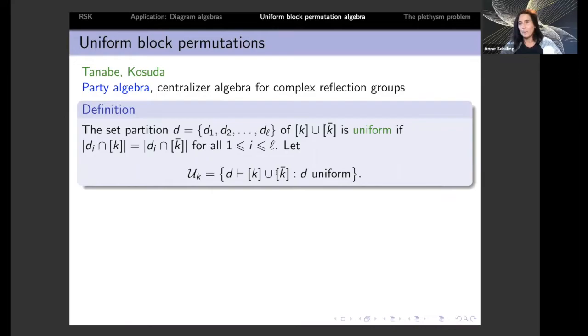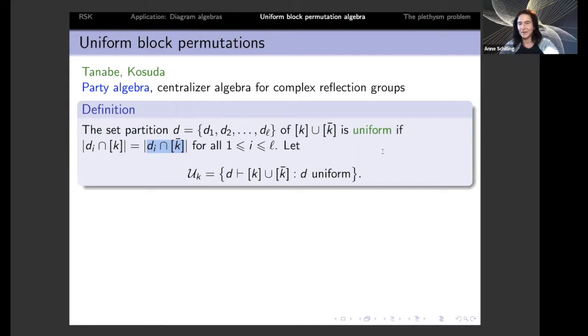So as in the partition algebra, we are looking at set partitions of the alphabet 1 up to K, 1 bar up to K bar, but now we want that there are the same number of barred letters as there are unbarred letters. So for each block D_i, if you intersect with the unbarred letters, the size of that set should be the same as the size of the barred letters. Okay, so we are now going to restrict to this case where the partitions are just of this form, and that's why we call this uniform, because the block sizes are uniform.